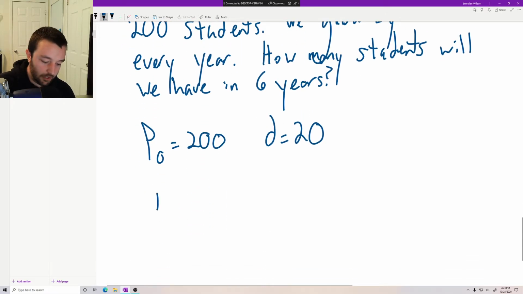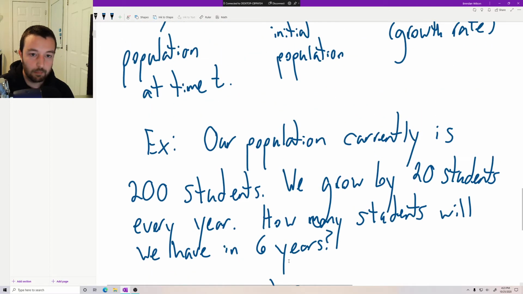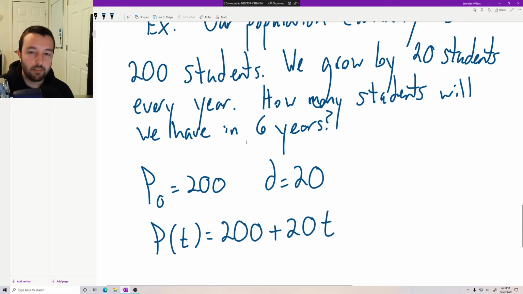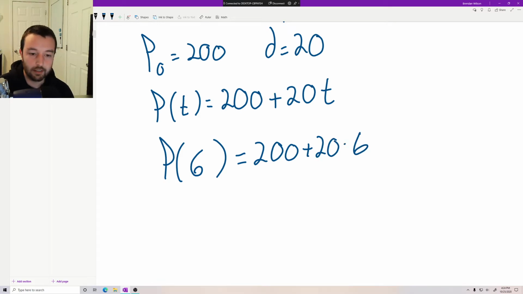So if we're just thinking about our equation, P of T is equal to 200 plus 20 times T. Up here it had T times 20, I'm just reversing them. We want to know how many students we will have in 6 years. In other words, what is P of 6? This notation is saying what is the population at the time inside the parentheses, which is 6. Again, we're just using this as notation. The 6 here doesn't have any numerical meaning. It's just telling us to replace the T with 6. So we write it like this. Then 20 times 6 is 120.